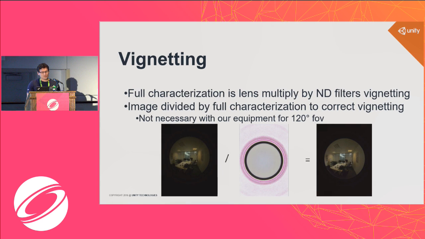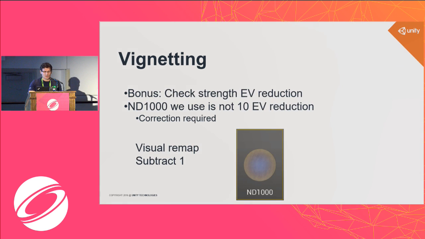The full characterization is the lens vignetting multiplied by each ND filter's vignetting. To apply vignetting correction, we divide the vignetted shot by the full characterization in Photoshop. With our equipment on our 120-degree FOV shots, we found that correction was not necessary. In addition to characterizing vignetting, our setup allows us to detect when an ND filter doesn't match its specification, with the compensation to apply. Our ND 1000 is not a true 10 EV reduction, and when we use it, we correct our shots.